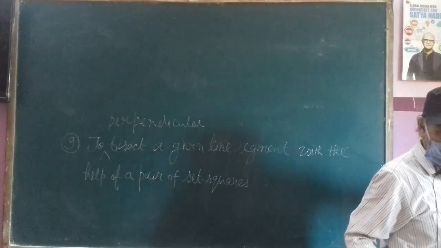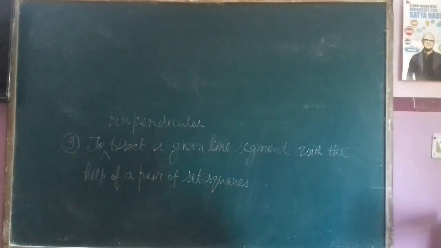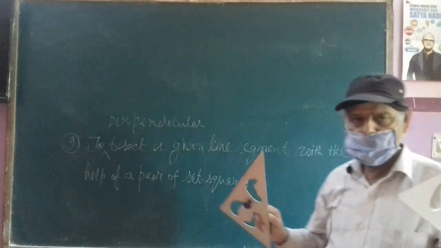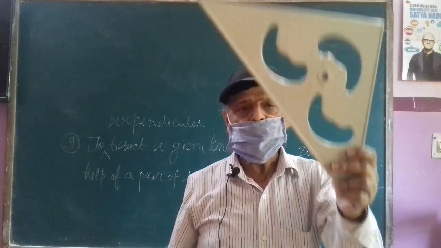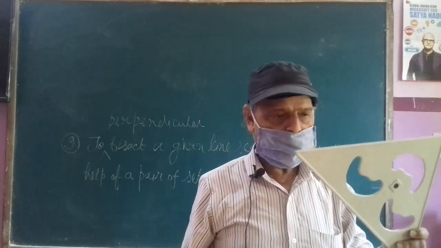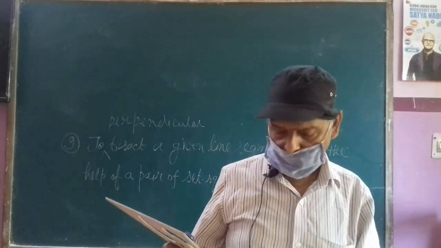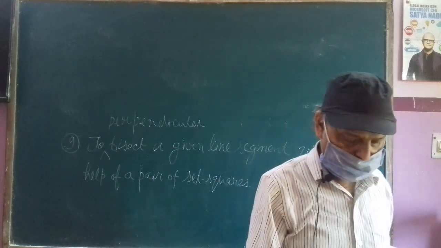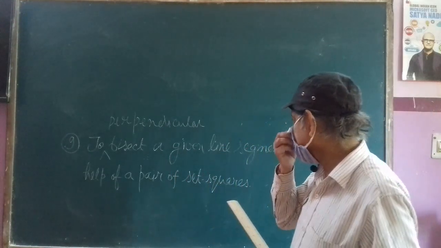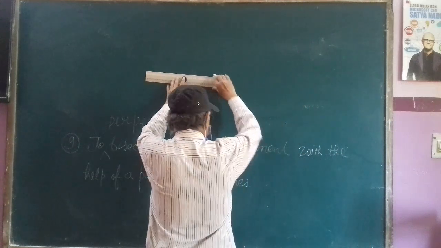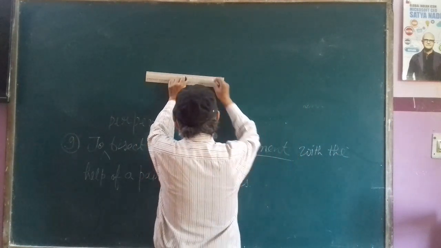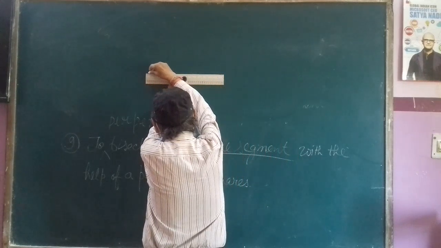You put it here away from you and take out a pair of set squares. Only one will suffice. Either this one or this one. I am taking this one for my convenience. So here, you are given a line segment. This is your line segment. Name it as AB.